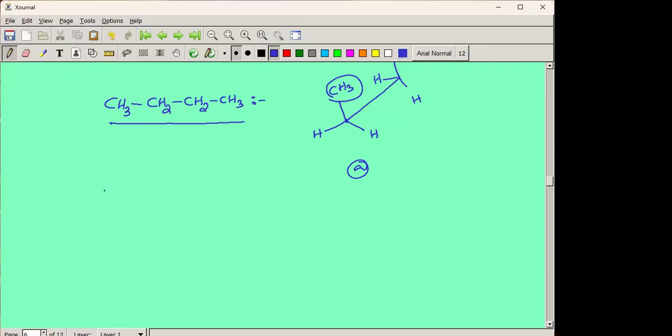So this I am also going to represent. See here, Fischer projection formula. I am going to represent this one as the Fischer projection formula. CH3, H.